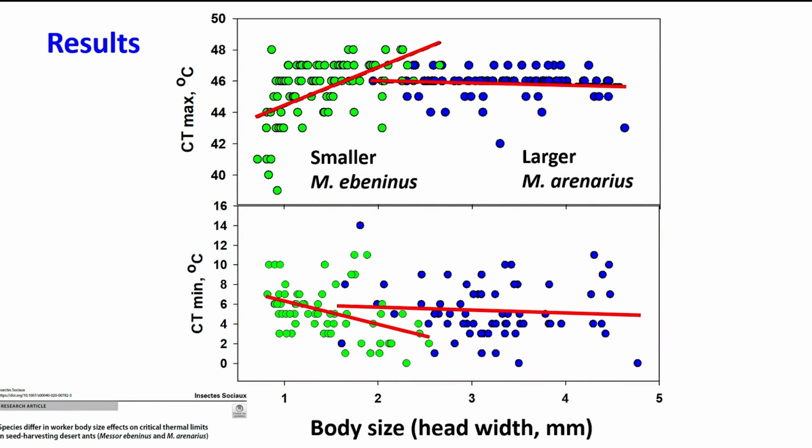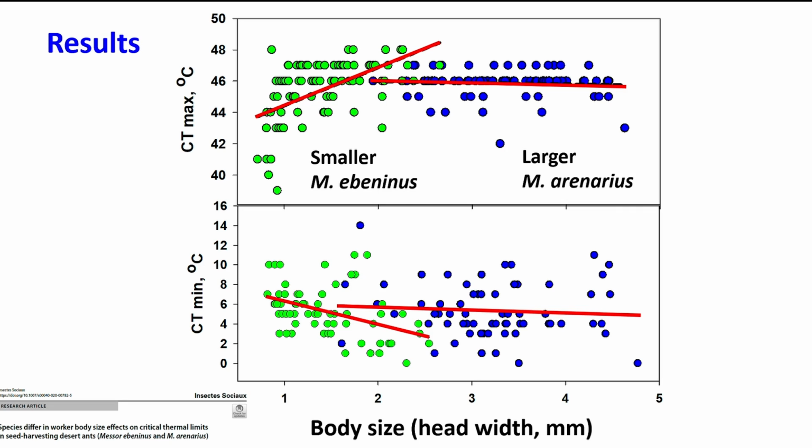and what we found was that, as we expected, the species differ in average body size, although there is some overlap. And importantly, body size effects on thermal tolerance, and that's indicated by the red lines here, those effects were significant for the smaller bodied species, but not for the larger bodied species.